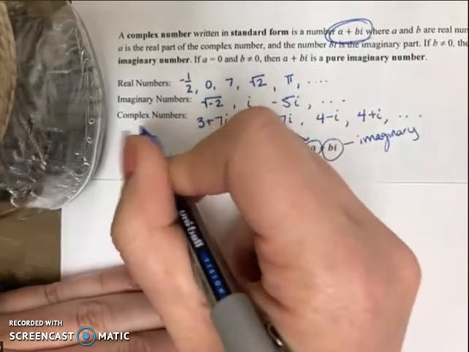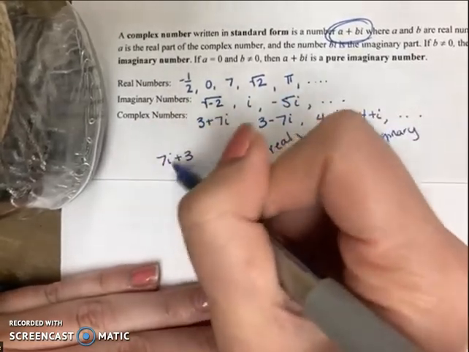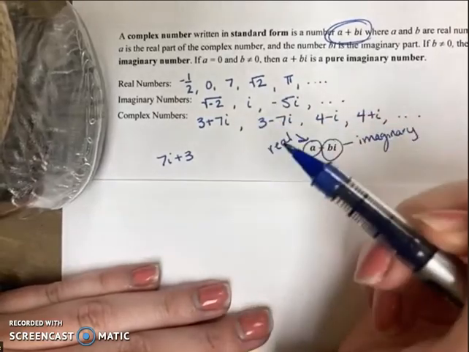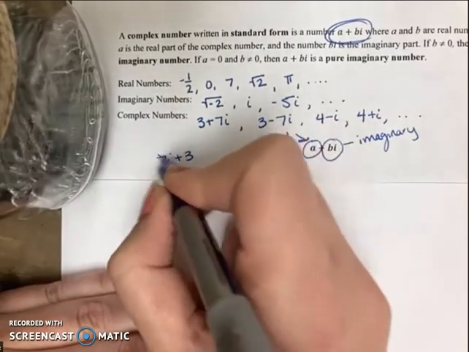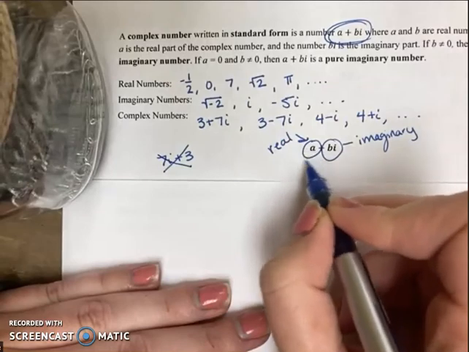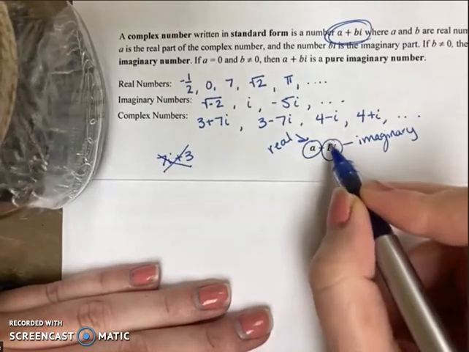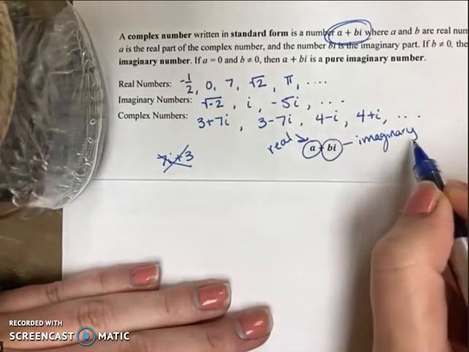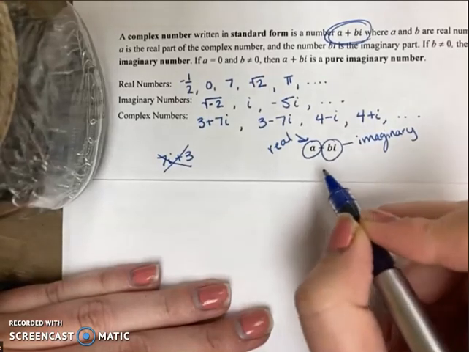Technically, yes, this is still a complex number. There's an imaginary component, there's a real component, but it is not in the proper form. So again, a comes in front, it's the real number, and then b is the imaginary number that comes second. A plus bi.